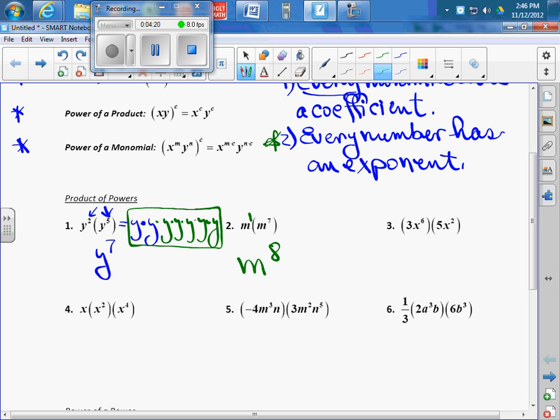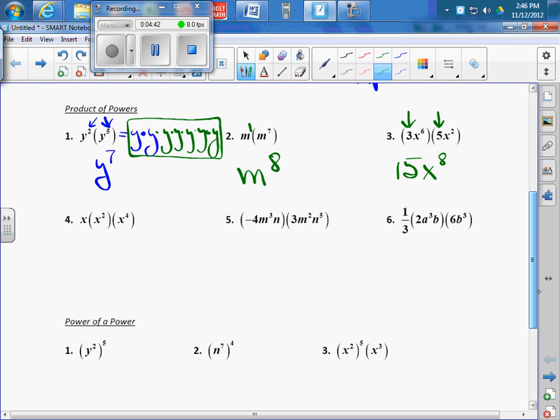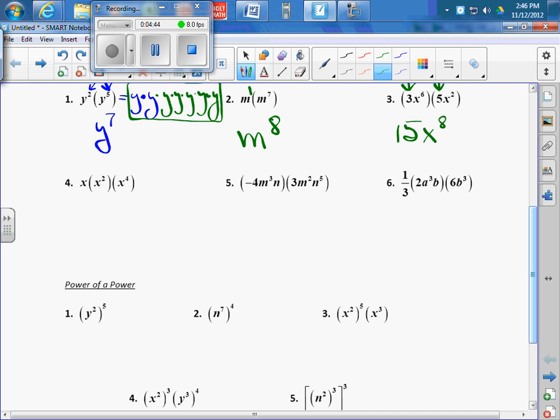In number 3, the coefficient for the first term is 3. The coefficient for the second term is 5. I multiply the coefficients. 3 times 5 is 15. I'm going to add the exponents. X to the 6th times x squared would be x to the 8th power. I just add the 6 and the 2. So I multiply the 3 and the 5, I add the 6 and the 2, and I get 15x to the 8th.